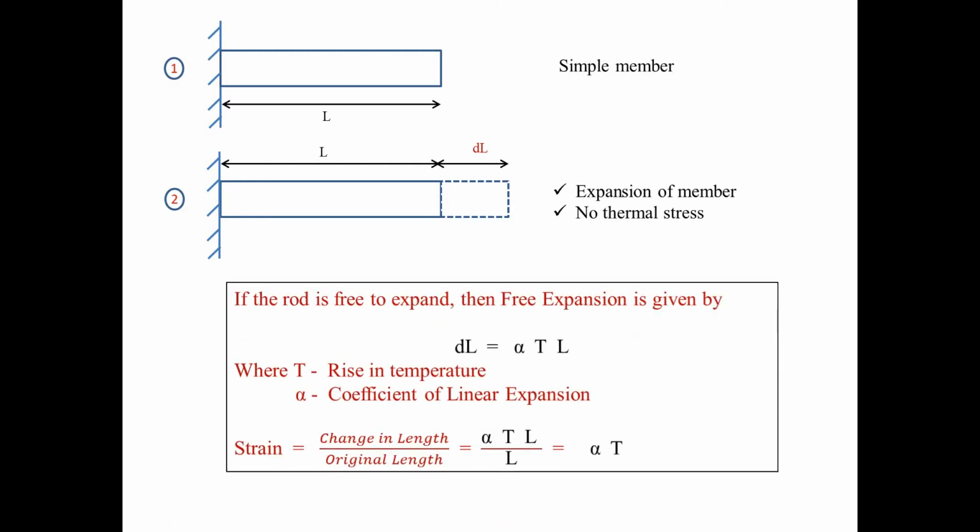Now for this particular case, if the rod is free to expand, then the free expansion is given by dl is equal to alpha into T into L, where alpha is the coefficient of linear expansion, whereas T is the rise in the temperature. If you take the case of strain, that will be the change in the length upon the original length, that is alpha T L upon L. So it comes to be alpha into T.